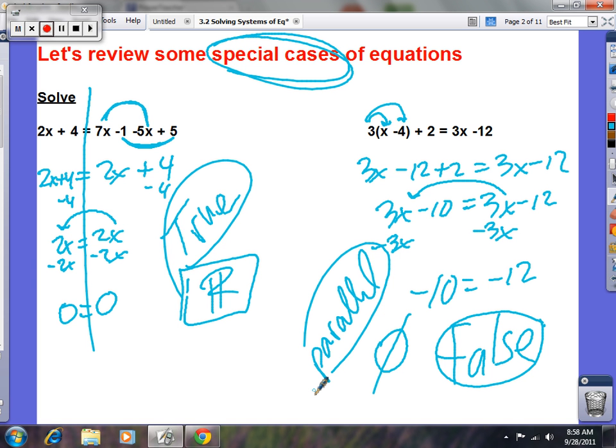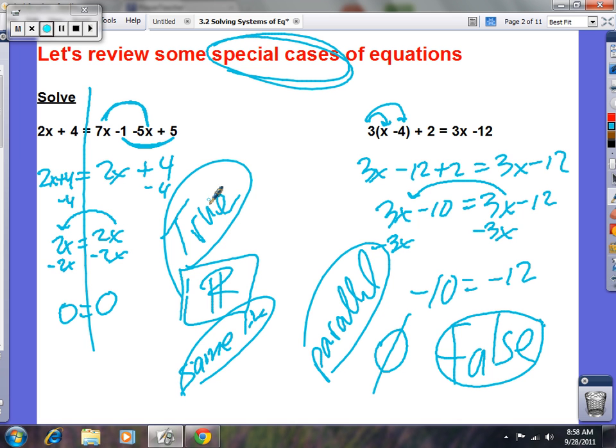Okay, what about all real numbers? It'll be the same line on top of each other. Okay? So if you get a true statement, you're looking at the same line on top of each other. If you get something false, that means they're parallel. Would it be like two different lines on top of each other?